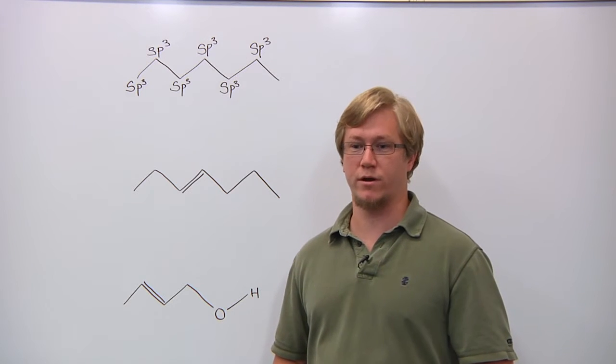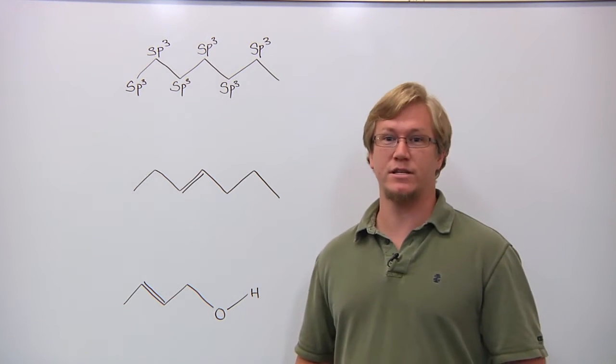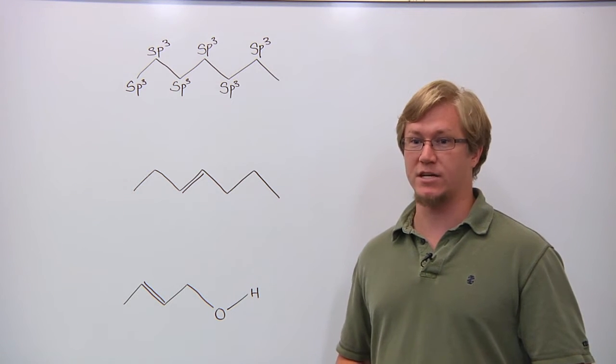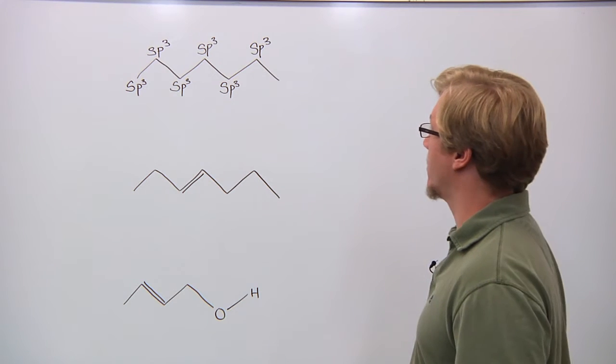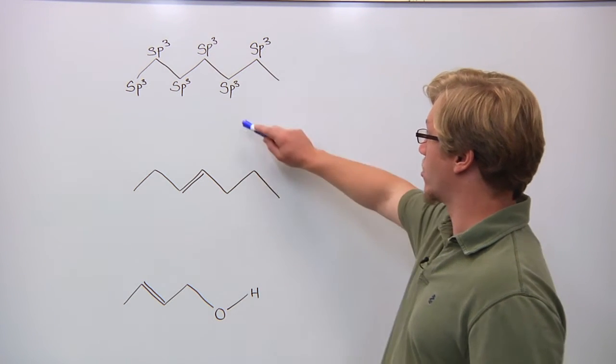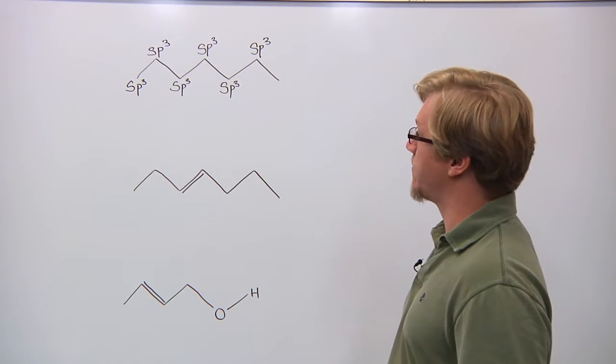For this tutorial, we are going to be talking about hybridization. Now, I want you to take out the handouts that you were given in class for hybridization, and we're going to work through a few examples from the handout. For this first one, we're going to look at a simple molecule, heptane.